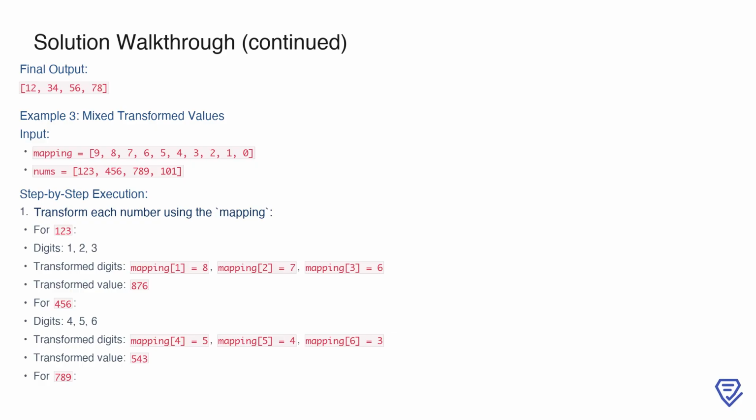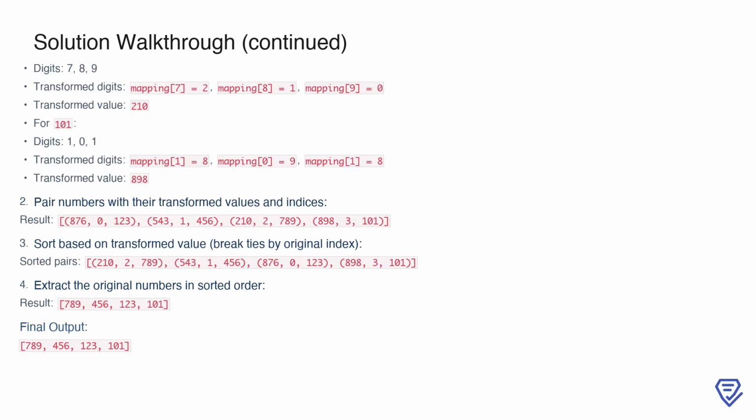in 543. For 789, the digits 7, 8, and 9 transform to 2, 1, and 0, yielding 210. Finally, for 101, the digits 1, 0, and 1 transform into 8, 9, and 8, producing the value 898. Now that we have all the transformed values, we pair each number with its transformed value and index, resulting in 876, 0, 123, 543, 1, 456, 210, 2, 789, 898, 3, 101.